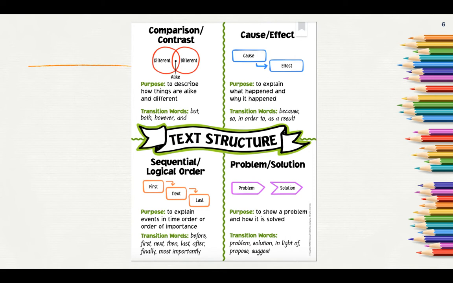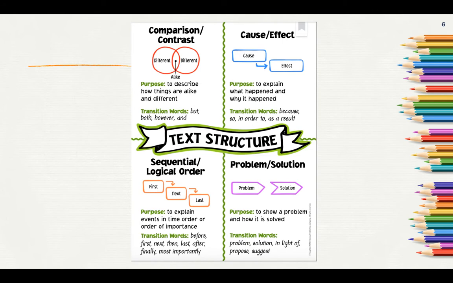Another type of text structure is sequential or logical order. We recently discussed sequential order. The purpose of this type of text structure is to explain events in time order or order of importance. An author will use transition words such as before, first, next, then, and many other transition words listed here in order to show logical order. If you see these transition words within the text, they clue you into the fact that the author may be using sequential order for the text structure.